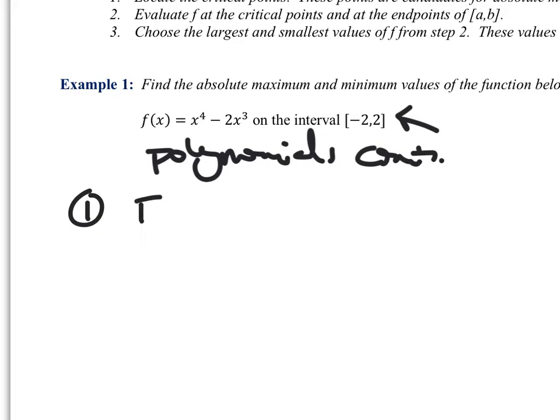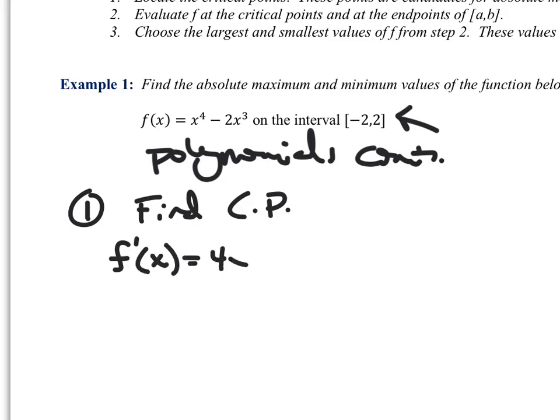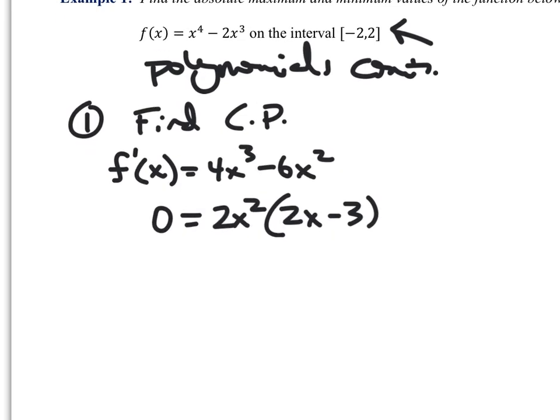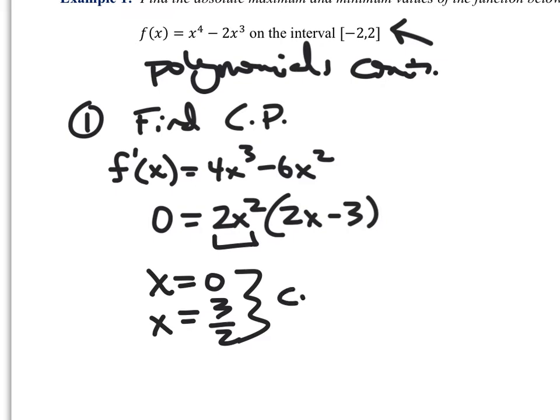Okay, finding the critical points, we're going to want to find the derivative of the function. So f prime of x. Polynomials are great. That'll be 4x cubed minus 6x squared. Okay, what we want is to know when the derivative is equal to 0. So what I would do is factor out a 2x squared. That leaves me with 2x minus 3. So my two critical points are going to happen when x equals 0 from here and when x equals 3/2. These are my critical values.